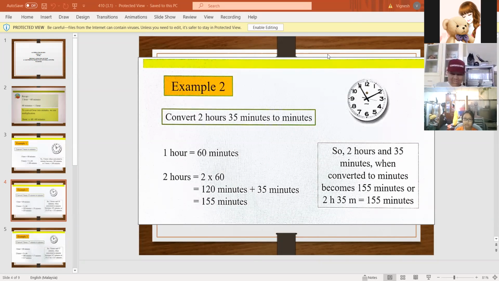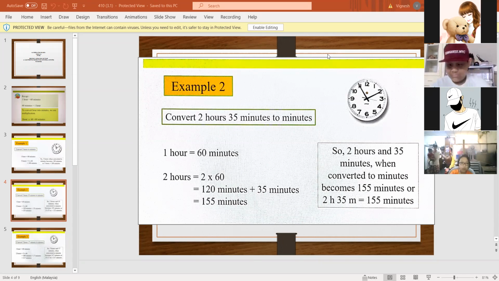So it means if 1 hour is equal to 60 minutes, for 2 hours, automatically you should know you have to multiply it with 60. So 2 times 60 is equal to 120 minutes, correct or not? Since the minutes are already given there, which is 35 minutes, if you add 120 minutes up with the 35 minutes, the answer is 155 minutes.